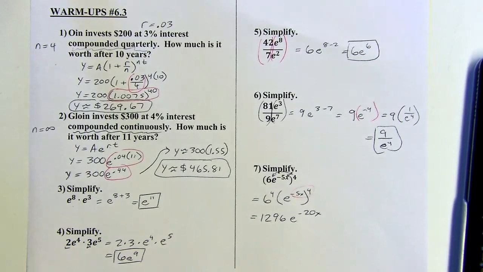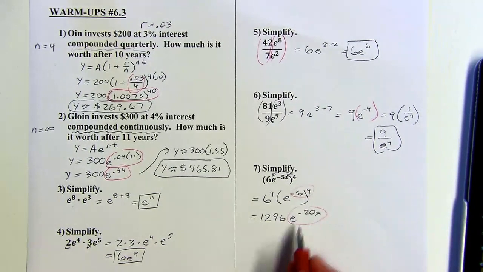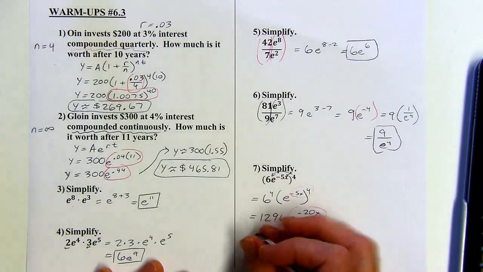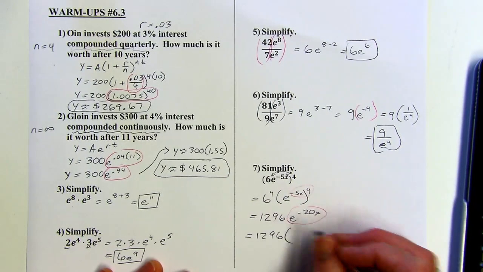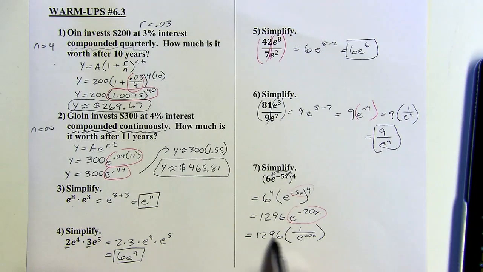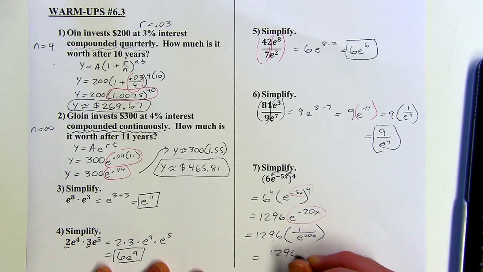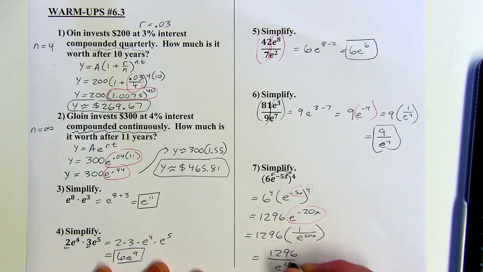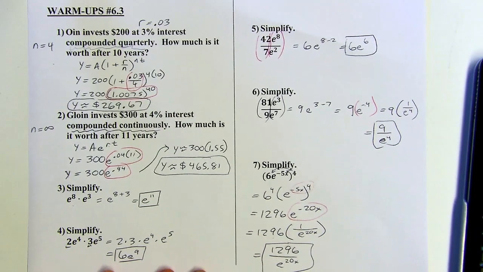Again, I don't want to leave a negative exponent in my answer. So I'm going to take this part and think of that as 1 over e to the 20x. Now this would be 1296 over 1 if you want to think about it like that. So if you multiply straight across, there we go, no negative exponent, and I've simplified that as much as I can.